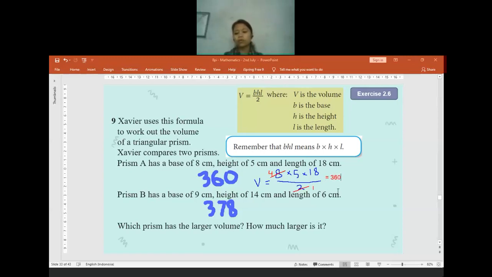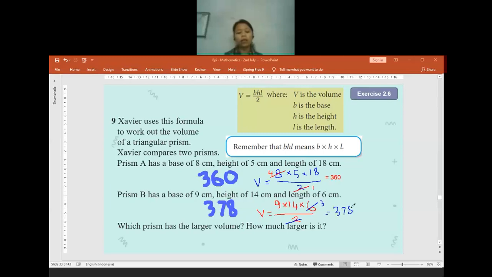Is there anyone who is confused? For prism B, we do the same thing. V is equal to, the base is 9, right? 9 times the height, which is 14, times the length, which is 6, and then you divide by 2. You can do cancelling out again. I will cross out the 2 and also the 6. 2 divided by 2 will be 1, the 6 will be 3. So later you will just calculate 9 times 14 times 3. The answer was correct. It equals 378.